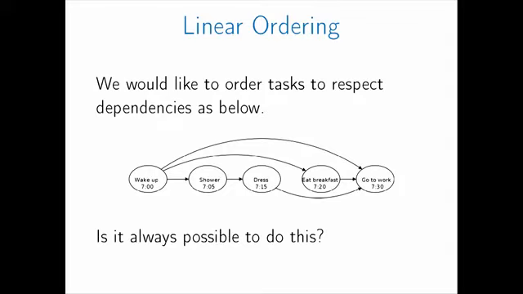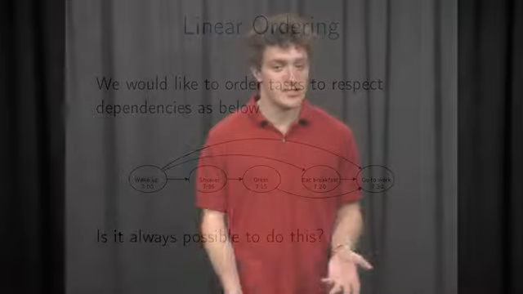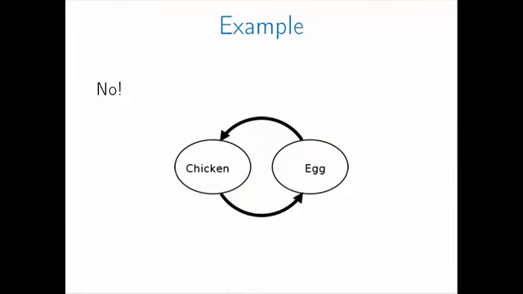And so if we have one of these dependency graphs, we'd like to linearly order the vertices to respect these dependencies. Now, one thing to ask is: is it always possible to do this? And it turns out the answer is no. The best counterexample is this following chicken and egg problem. The point is that you need a chicken in order to lay eggs, and you need eggs to hatch chickens. And so you can't put them in some order where one of them comes first.